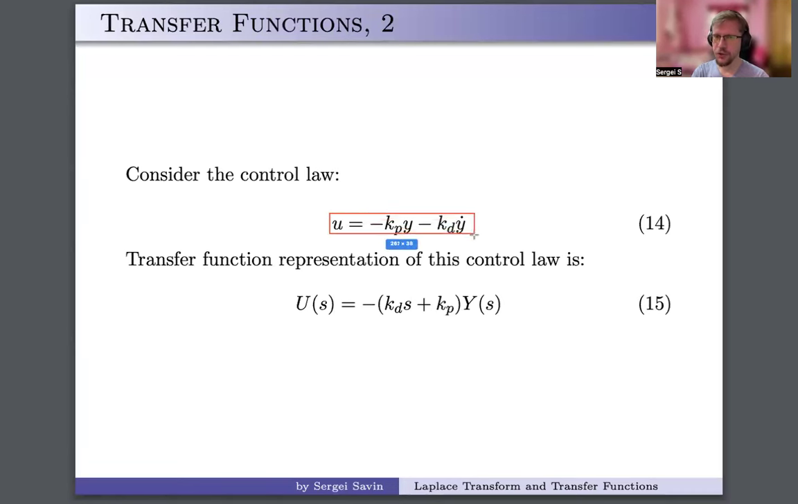Right. So this can also be transformed into Laplace transformation, which becomes u of s is equal to minus kd s plus kp times the y signal. So you see, it is quite interesting, because you have this very compact way of describing differentiation. In this case, you know that kd times s means that the signal is going to be differentiated before multiplying by constant kd. Very compact. Okay. All right.